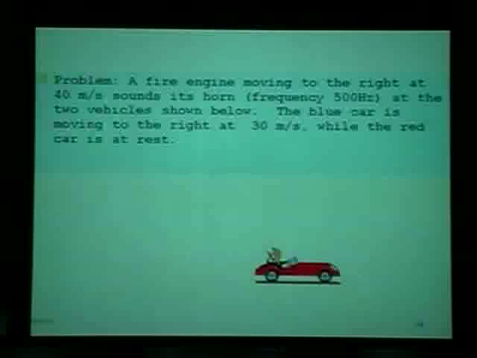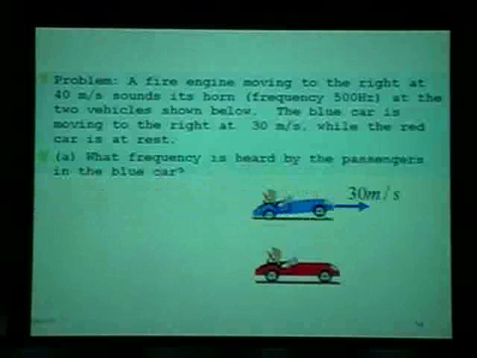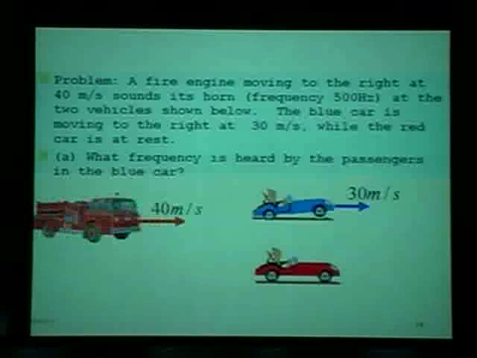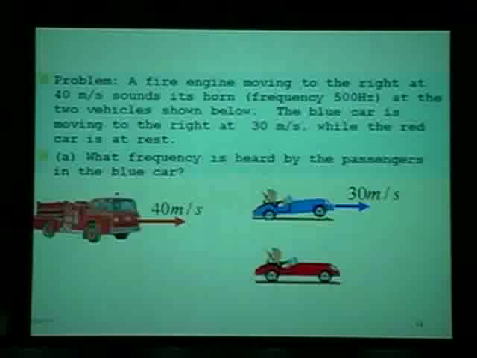Take a look at this problem. A fire engine moving to the right at 40 meters per second sounds its horn at a frequency of 500 hertz at the two vehicles shown below. The blue car is moving to the right at 30 meters per second, while the red car is at rest. The international symbol for moving really fast is the wheels are off the ground. And at this moment, the blue car is just passing the red car. Question is, what frequency is heard by the passengers in the blue car?